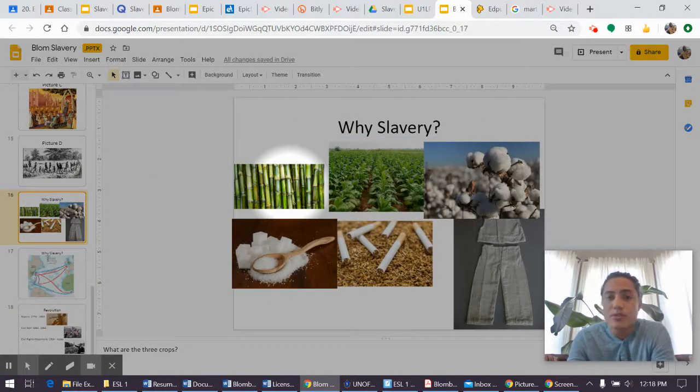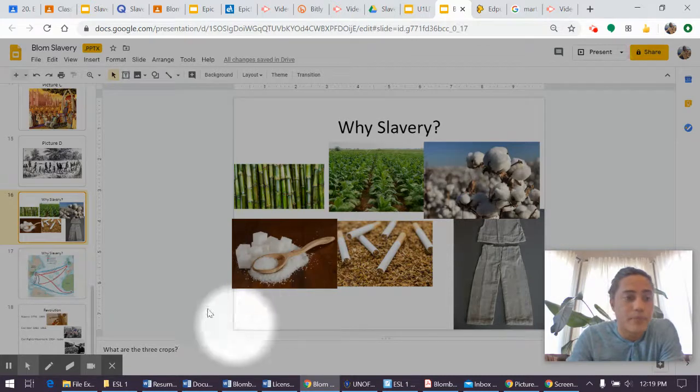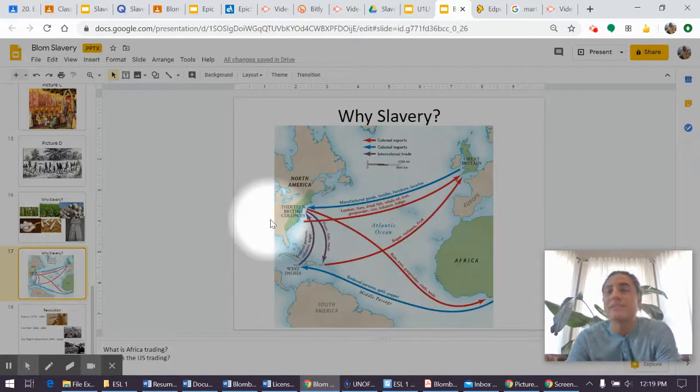Well, what happens when you farm all of these crops? This is sugarcane, and so you get sugar. These are tobacco plants, and so you get cigarettes. And this is cotton, so you get nice clothing. But sugar, cigarettes, and clothing isn't all you need to live. You also need food and other things like shelter and homes to live.